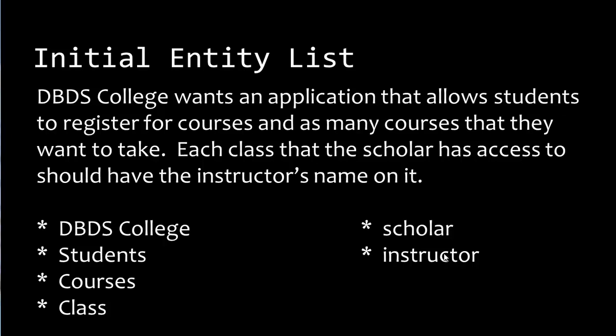So I took the first paragraph of the requirements and placed it here again. DBDS College once again wants an application that allows students to register for courses and as many courses as they want to take. Each class that the scholar has access to should have the instructor's name on it. So what are the nouns here? Well, there's DBDS College, there's students, there's courses, there's class, there's scholar, and there's instructor.